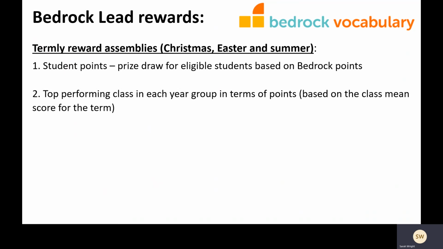Now, this is my favourite one. At the end of each term, the top performing class in each year group, based on that class mean score for the term, is going to have a choice of what they want to do. So there's going to be a top performing class at the end of every term: 1 in year 7, 1 in year 8 and 1 in year 9. If you have the highest mean score for Bedrock points, as a class, you're going to get a choice of what reward you want.